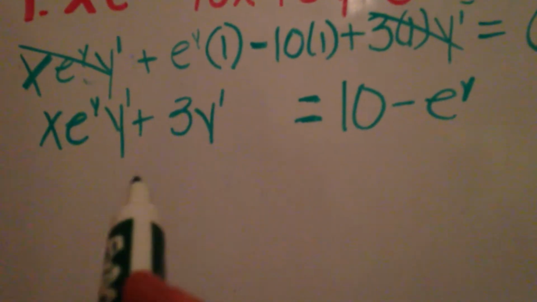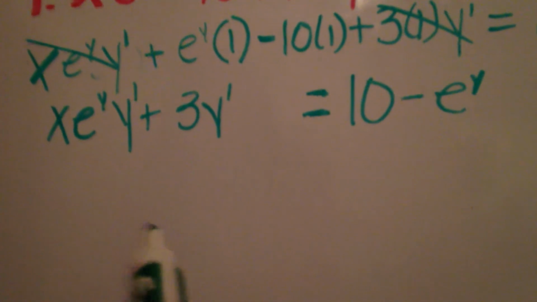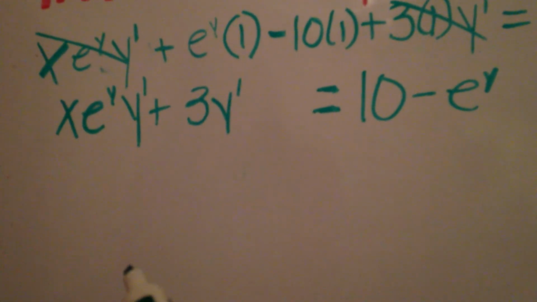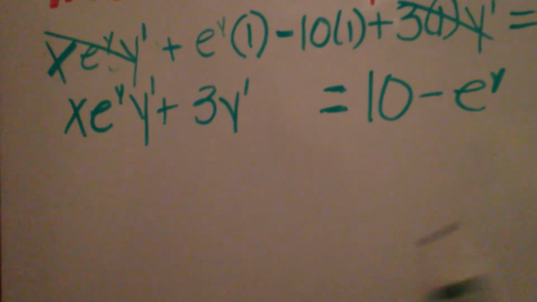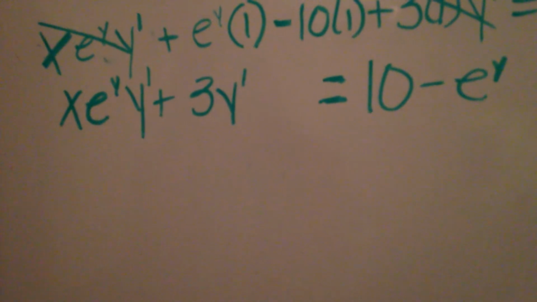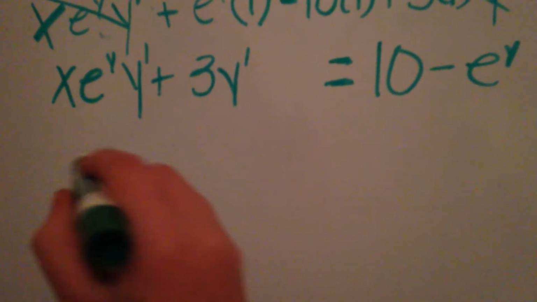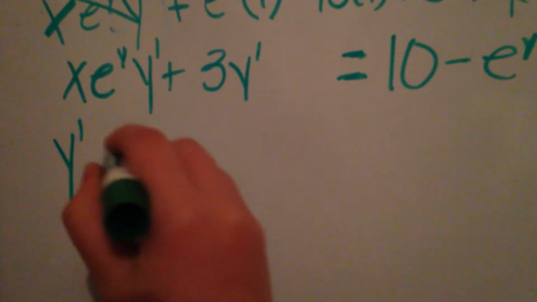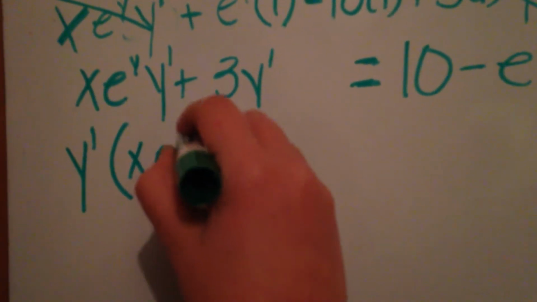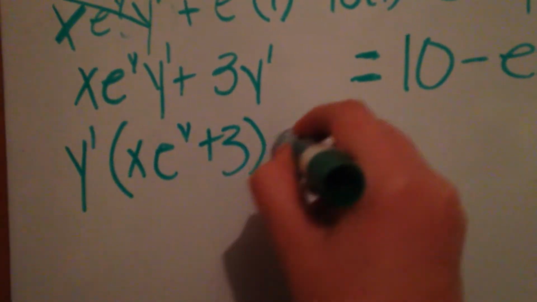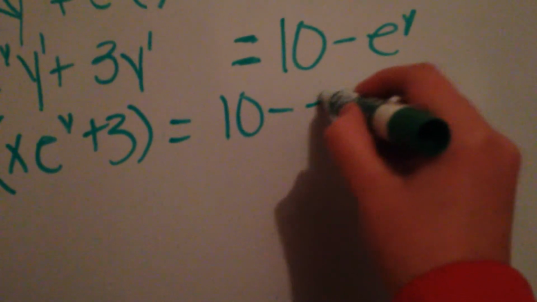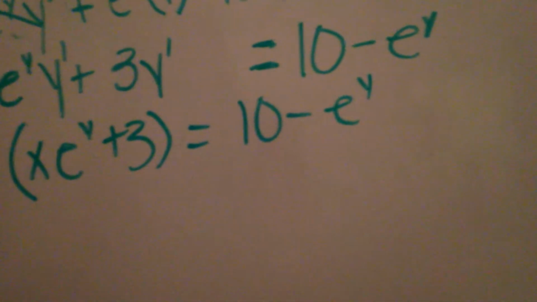The next thing you're going to do is you're going to divide those y primes out, because the goal of this equation is to get the y primes to equal the equation so that you can get it in the explicit form. So here we go. We're going to take the y prime out, and you're going to put the parenthesis x e to the y plus 3, finish off that equation. 10 minus e to the y.